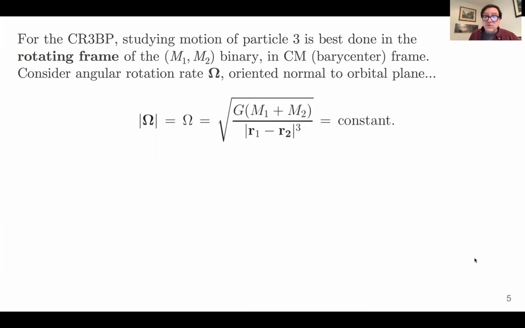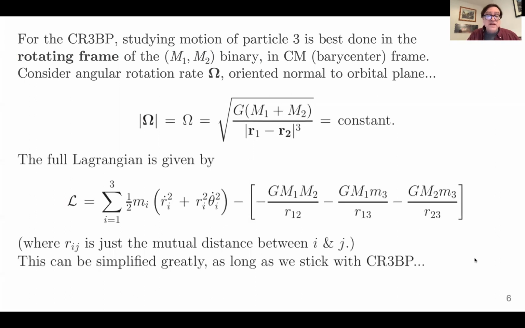And that vector is pointed in the z direction. If the binary is in the xy plane, the angular momentum and also the angular rotation vector is normal to that plane. We know how to write that for a nice circular orbit for a two-body system. We've been doing that a lot. And we have to write the full Lagrangian for the three-body problem, but we'll see we can simplify it a lot. We've seen this general form before.